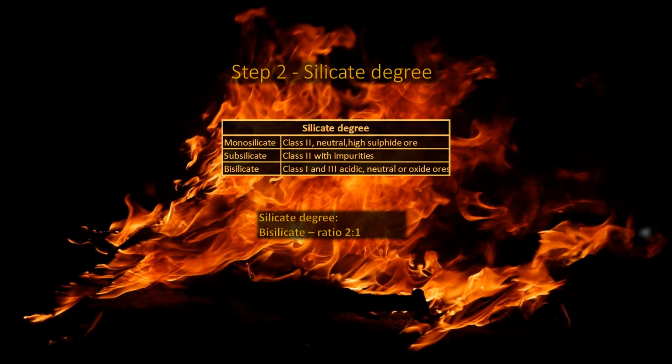In the last presentation, a subsilicate degree was used. The monosilicate and subsilicate degrees are used for the Class 2 ore types. But for Class 1 and Class 3 ores, a bisilicate degree is and will be used.